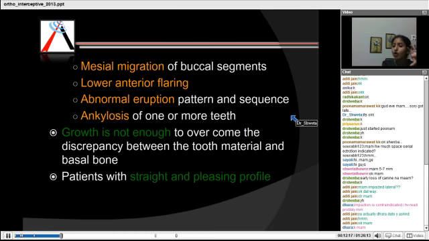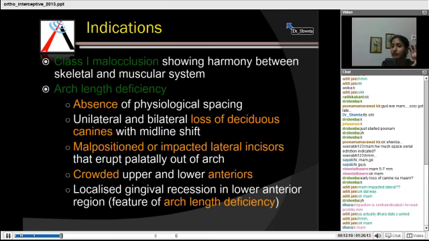Okay, so these are all the indications of serial extraction. So whenever you find a question with anterior crowding or a midline shift or a space loss of more than 5 mm, they are all indications that you have to go for a serial extraction.